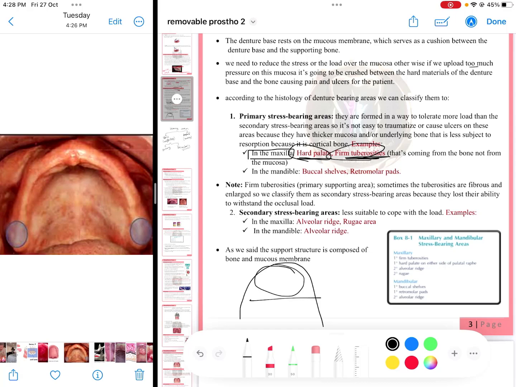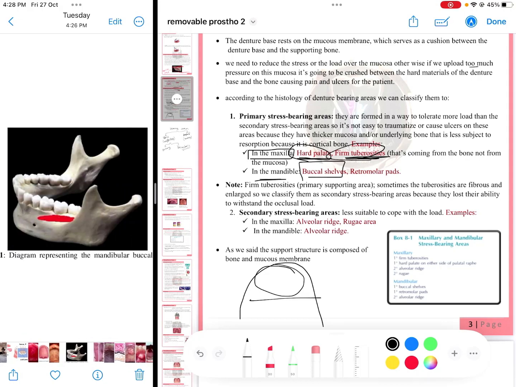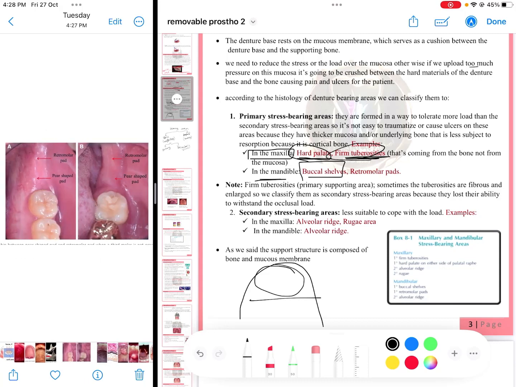Now in the mandible it is the buccal shelf area. This is the buccal shelf area, which you can see in the picture, and the retromolar pad. As you can see in the picture, this is the retromolar pad. Okay, now note: firm tuberosity is primary supporting.